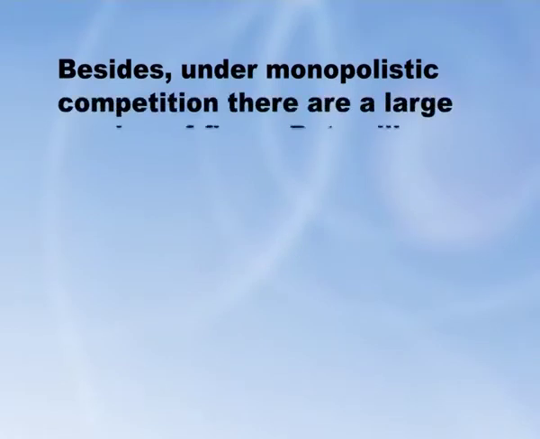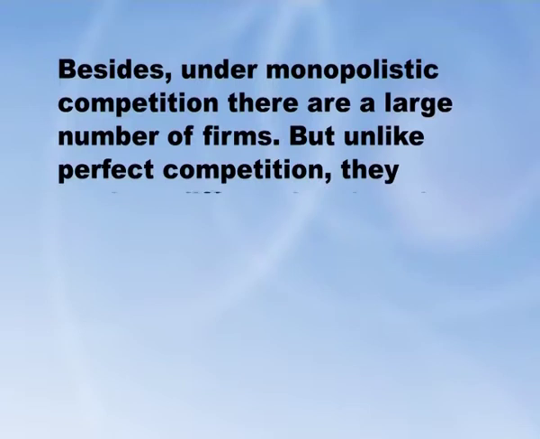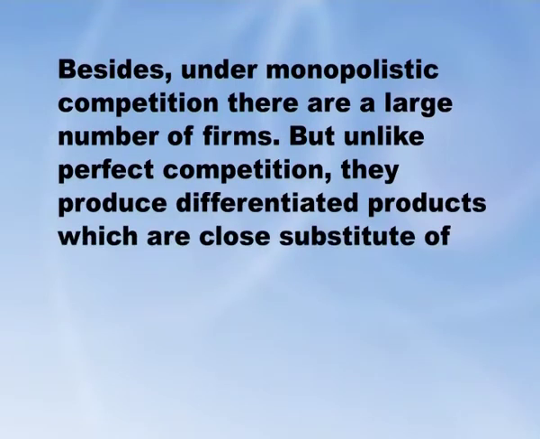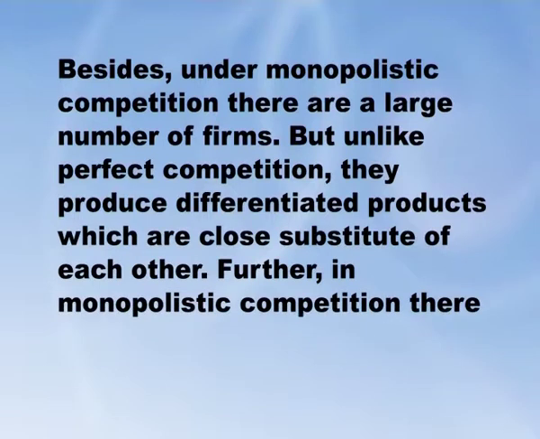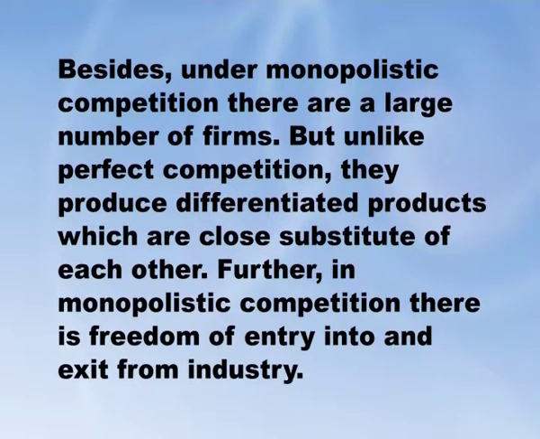The distinguishing feature of monopolistic competition, which makes it a blending of competition and monopoly, is that the products of various firms are not identical but different, though they are close substitutes of each other. Besides, under monopolistic competition, there are a large number of firms. But unlike perfect competition, they produce differentiated products which are close substitutes of each other. Further, in monopolistic competition, there is freedom of entry into and exit from the industry. Monopolistic competition may be defined as a form of market structure in which there is a large number of firms producing differentiated products which are close substitutes of each other.